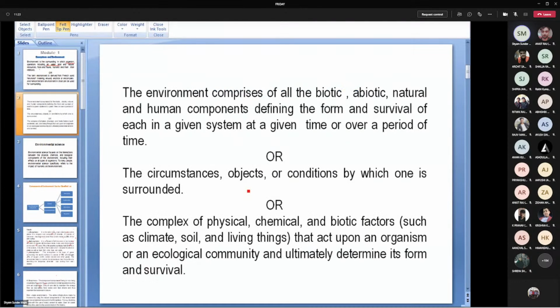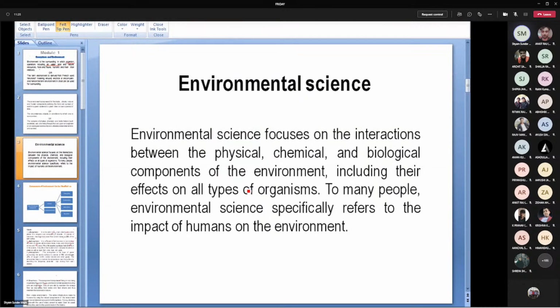Now next, that is environmental science. What is environmental science? Actually, environmental science mainly focuses on the interrelation between physical, chemical and biological components of the environment. If you are writing a theoretical exam, always try to write the gist of the answer. If you write too much, there is a higher chance of losing marks.